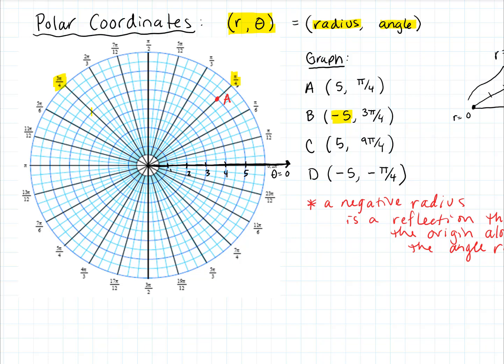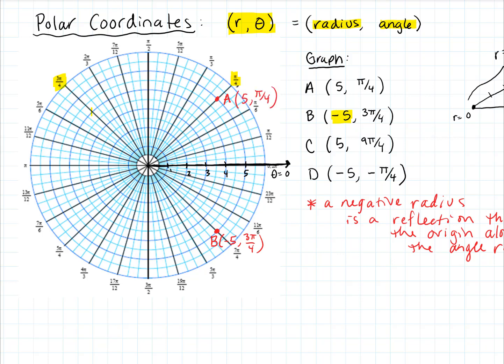So keep going down along the ray. We will be at this point for point B. So here's negative 5, 3 pi over 4. Let's label this one too. A was 5 and pi over 4.